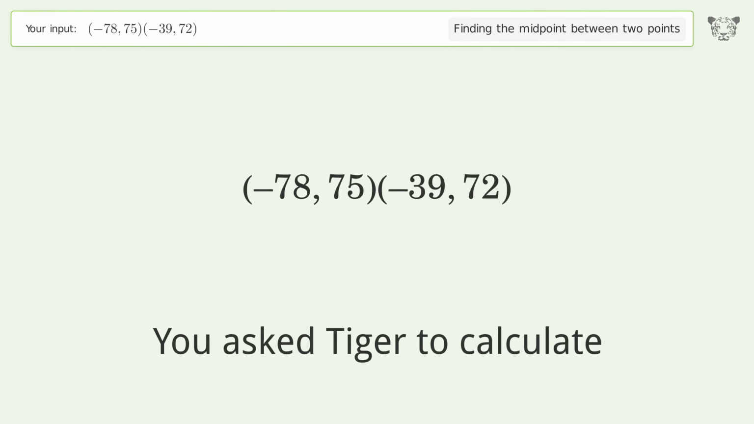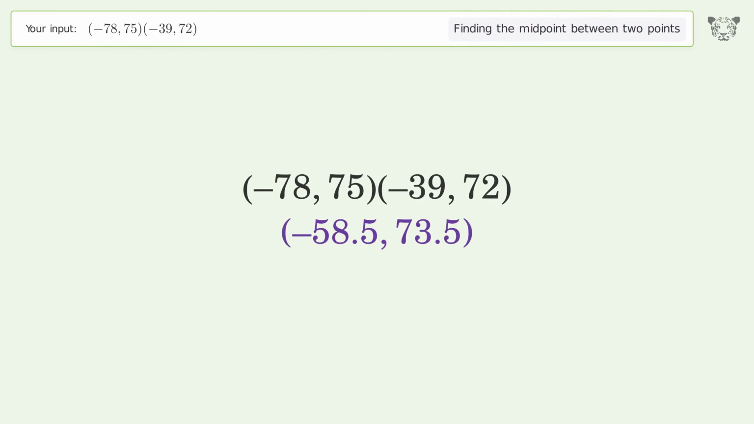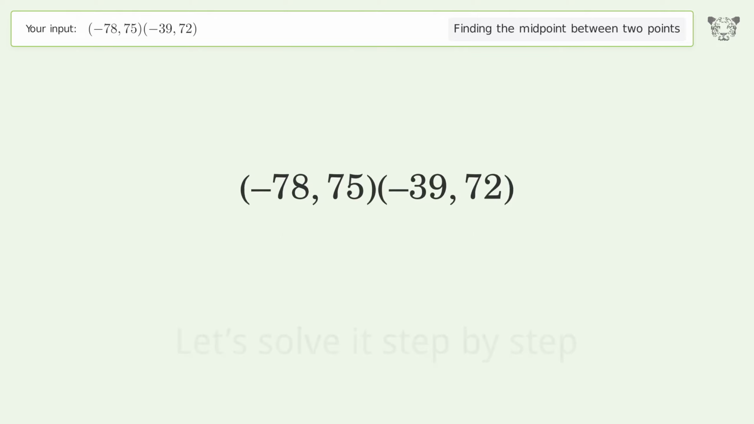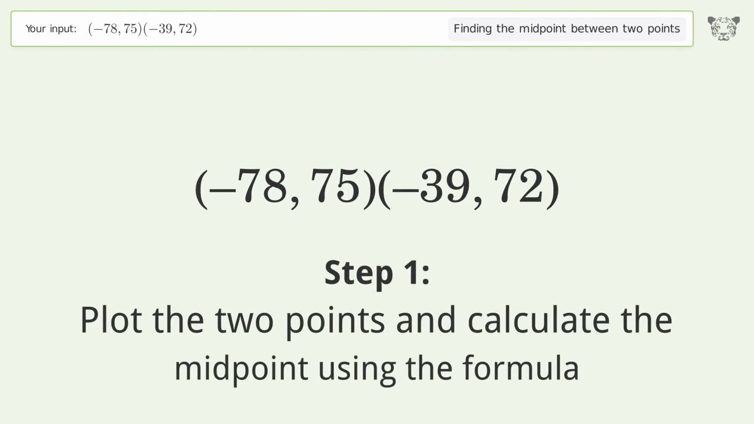You ask Tiger to calculate. This deals with finding the midpoint between 2 points. The midpoint between the 2 points is negative 58.5, 73.5. Let's solve it step by step. Plot the 2 points and calculate the midpoint using the formula.